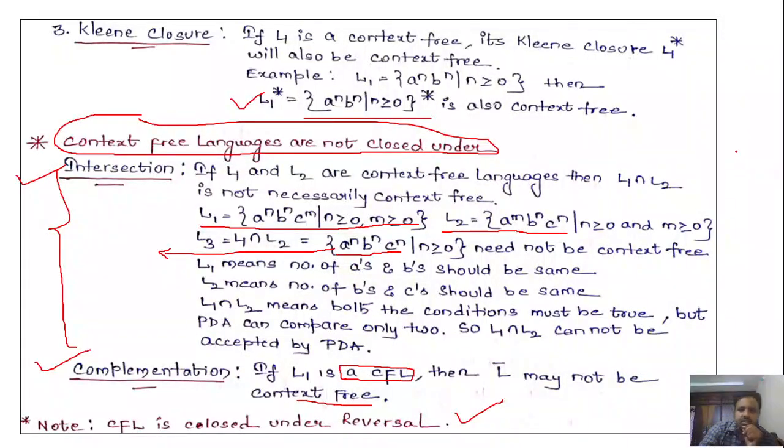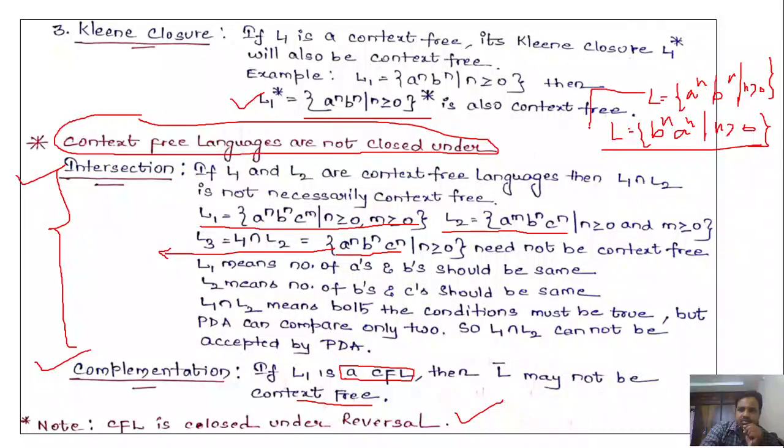Yes. So if you take the reversal, let me say L is equal to the set of a power n, b power n, such that n is greater than 0. If you reverse the strings, it will become L is equal to b power n, a power n, such that n is greater than 0. So this is also a context-free language. That means after reversing the language, you will get a context-free language itself, right? So these are the concepts which we have seen.